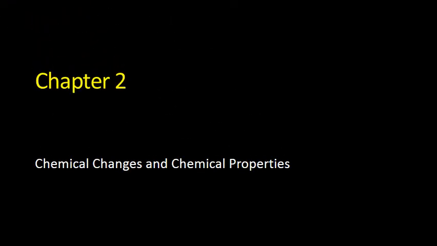Welcome to Chapter 2, Chemical Changes and Chemical Properties. Again, we're still talking about matter. Last time we talked about how matter looked and what it did, and we didn't change the matter itself, other than maybe changing the way it looked in its form, but the molecules themselves stayed the same. In this video, we're going to talk about how matter actually changes on the molecular level.